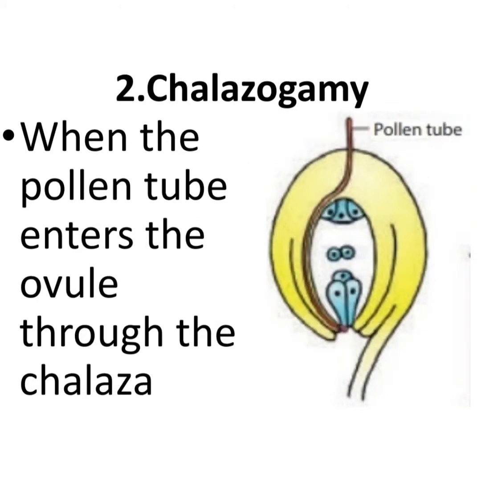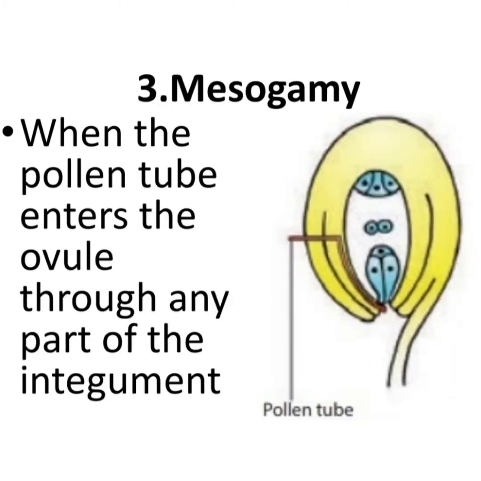What is chalazogamy? When the pollen tube enters the ovule through the chalaza, this is called chalazogamy. You can see in the image on the right side. What is mesogamy? When the pollen tube enters the ovule through any part of the integument, this is called mesogamy. You can see in the image on the right side.